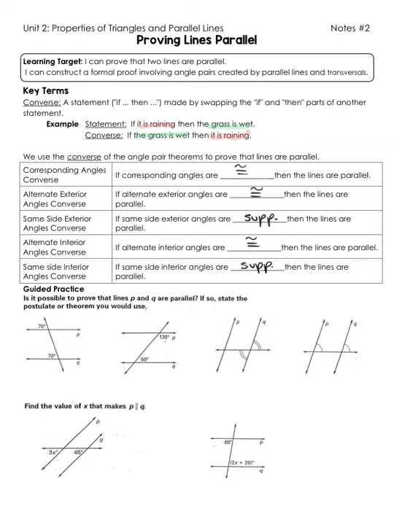In our first set of practice problems, we are trying to determine if it is possible to prove that lines P and Q are parallel, and if so, state the postulate or theorem you would use. What I'm going to do for these problems is first look at my angles and find my transversal, all the same stuff we were doing before. For this first one, I'm going to highlight my transversal. I'm going to shade the interior.